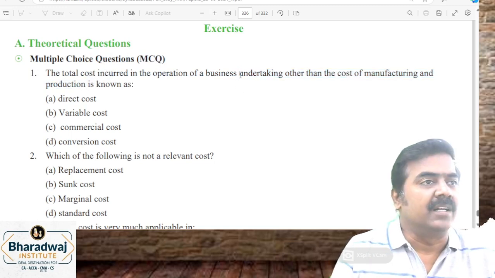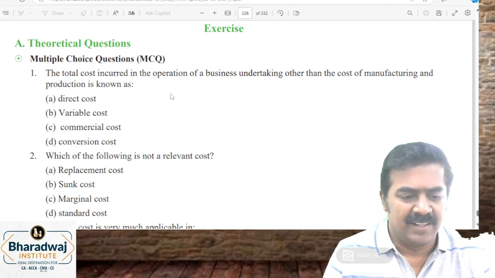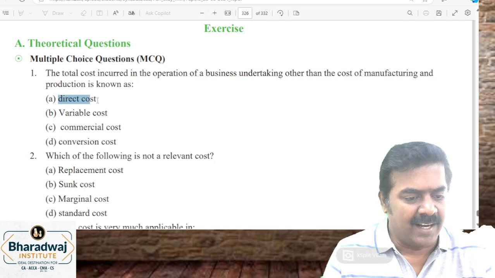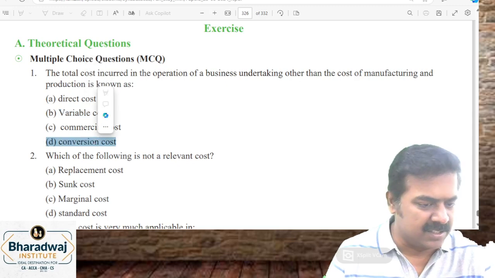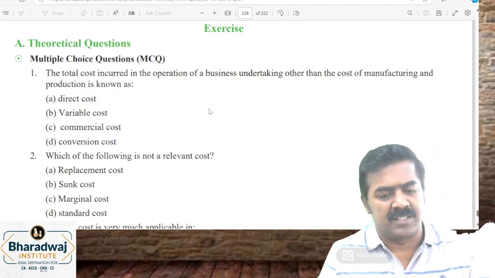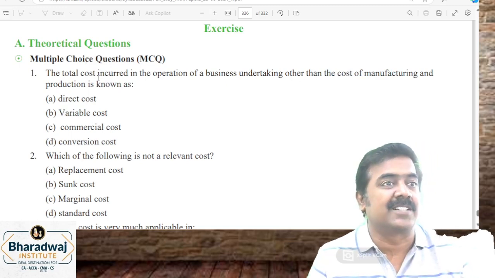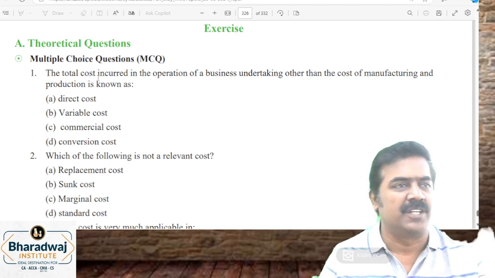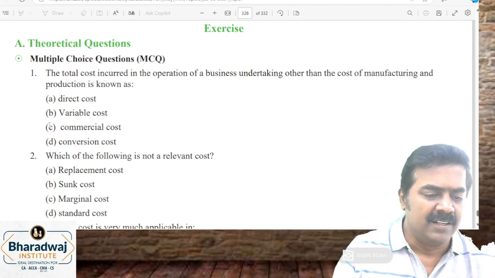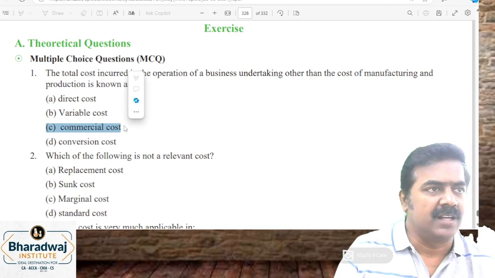Is it including the cost of manufacturing or other than the cost of manufacturing? What is it? Direct cost is the manufacturing cost. Variable cost is the manufacturing cost. Conversion cost is a manufacturing cost. Other than the cost of manufacturing and production, we call it as commercial cost. What is commercial cost? Administration, selling and distribution expenses. Administration, selling and distribution expenses. That is point number C. So for one, answer is what? C.